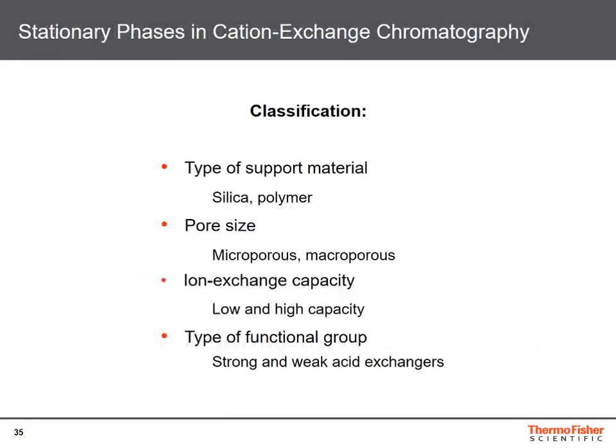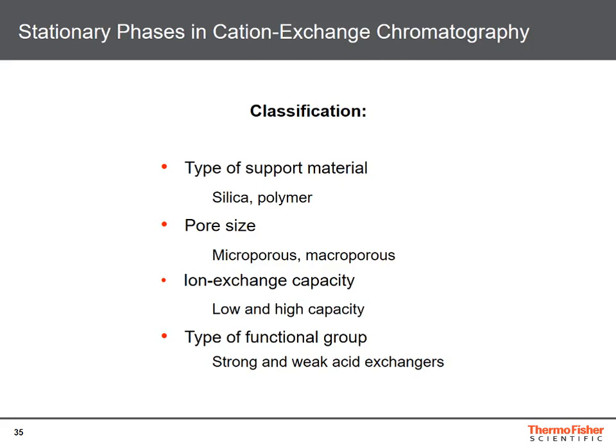The classification of stationary phases for cation exchange chromatography is basically the same as for anion exchange chromatography. That means we typically differentiate between different support materials such as silica or organic polymers. In principle, we could use silica-based columns in cation exchange chromatography, as most of the eluents are of an acidic nature. However, polymer-coated silica columns are not that reproducible to manufacture, so that the majority of columns are polymer-based, at least when we want to separate small molecular weight cations.